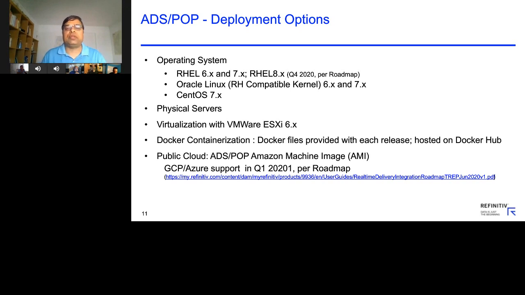We can deploy it on physical servers. We can do virtualization with any version of VMware ESXi 6.x. We can do the containerization through Docker. We provide Docker files with each release, and this is also hosted on the Docker Hub. And today, for the public cloud, we have the AMIs, so it can be deployed on AWS, and the GCP and Azure support is coming down the road. Per today's roadmap, it is in the first half of next year.